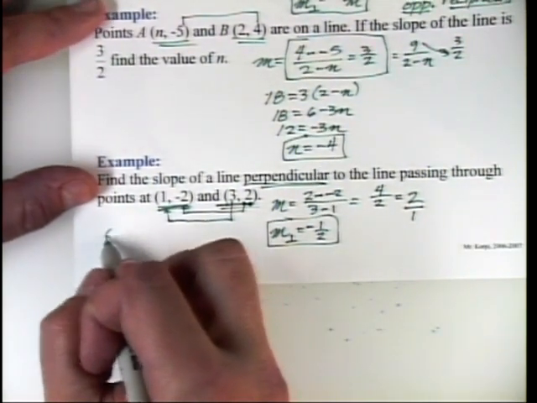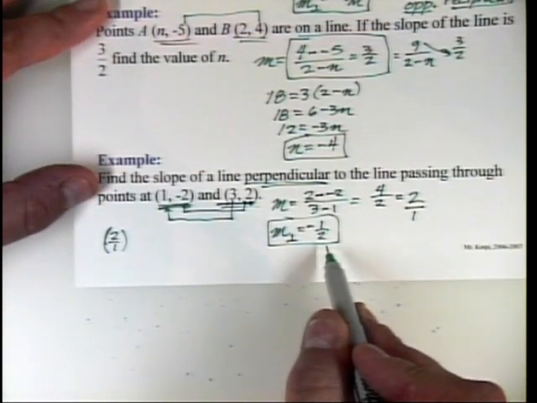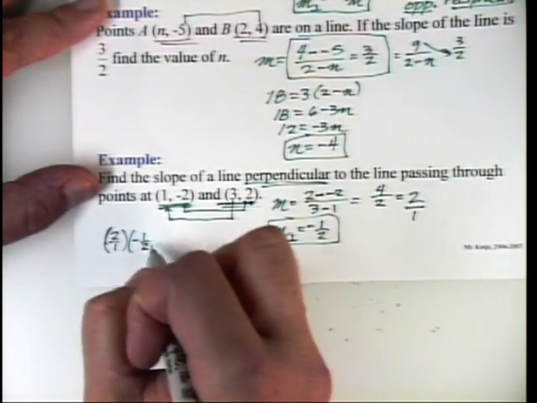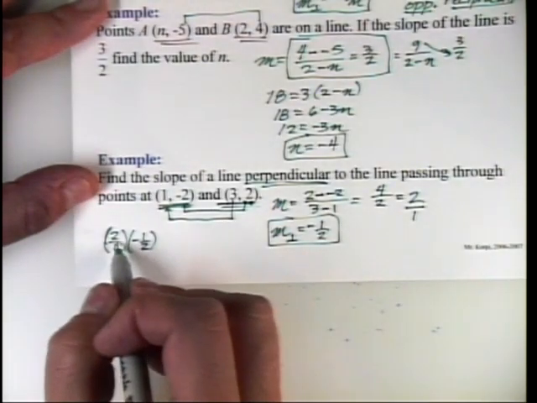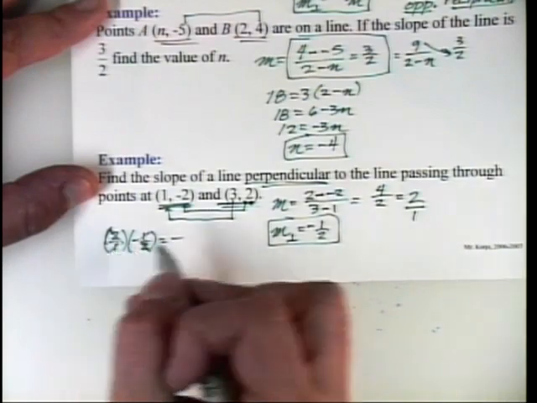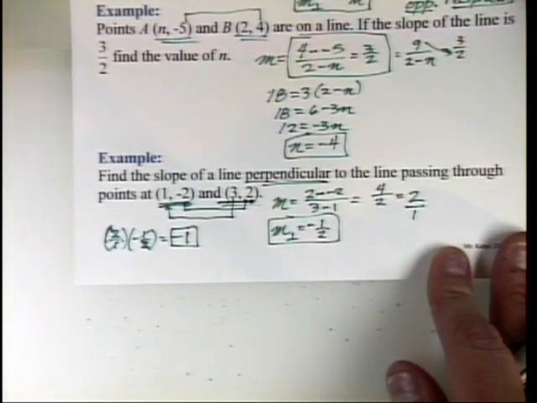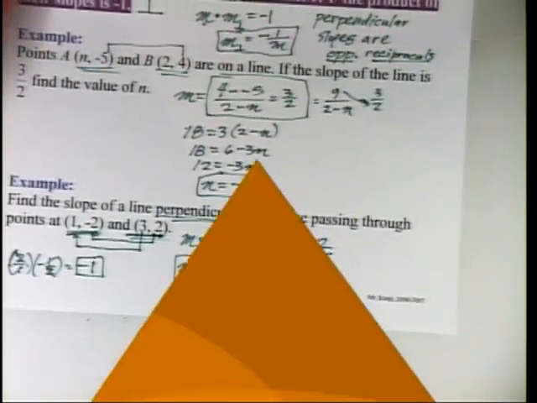The slope that I found was 2, or 2 over 1. If I multiply it by my perpendicular slope, -1/2, the product of a positive and negative is negative, and the 2's divide out and the 1's divide out, leaving me 1. So there you go. You know you've got the right answer. Okay, building up in complexity.